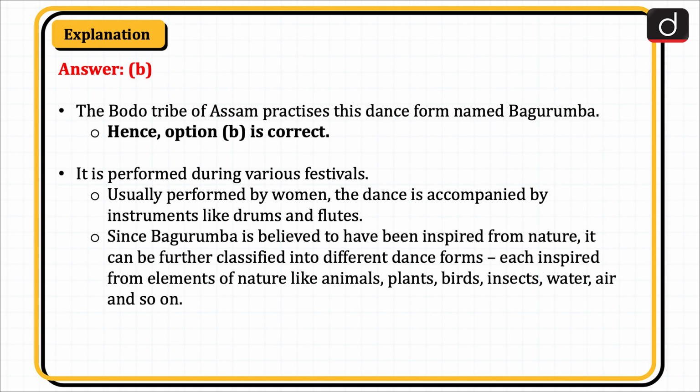It is performed during various festivals. Usually performed by women, the dance is accompanied by instruments like drums and flutes. Since Bagurumba is believed to have been inspired from nature, it can be further classified into different dance forms, each inspired from elements of nature like animals, plants, birds, insects, water, air, and so on.